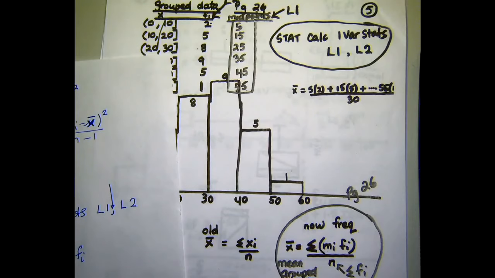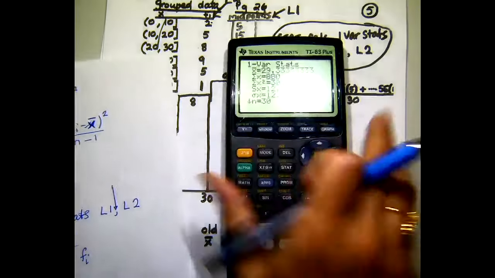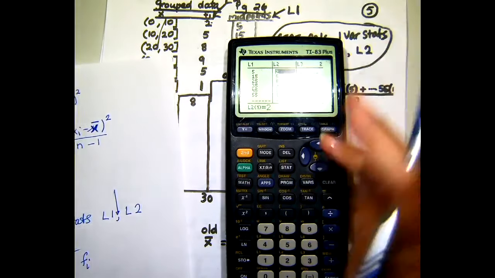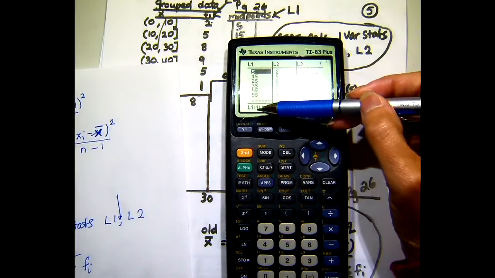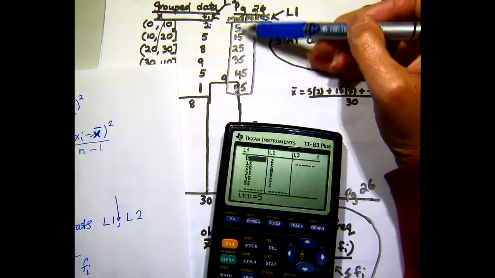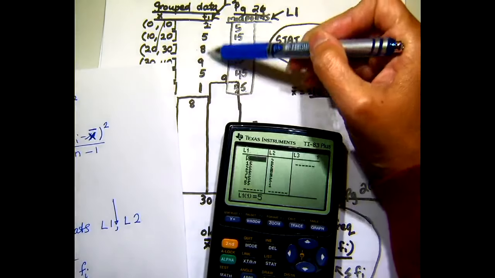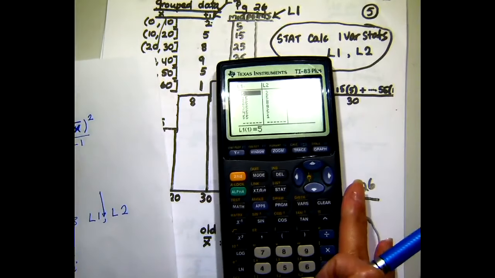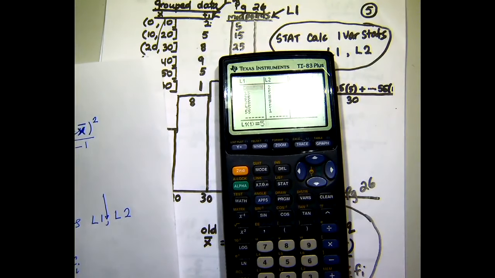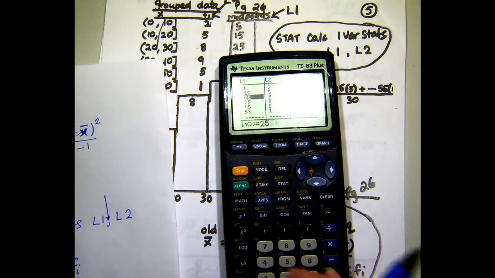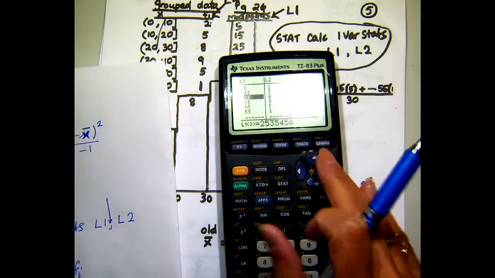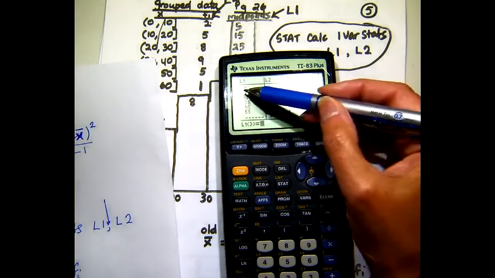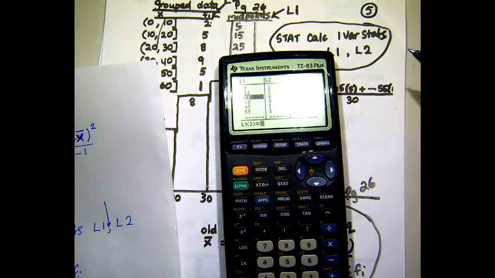How do you input the data? So you go to Stat, Edit, and then go to the top of that column and put in this data into L1 and this into L2. So you just hit enter in the middle of everyone. So 5, enter, 15, enter, 25, enter, 35, enter, 45, enter, and so forth. You know what I mean? Hit enter in the middle of each of these. Yeah.